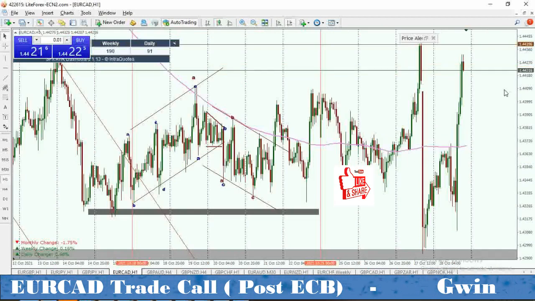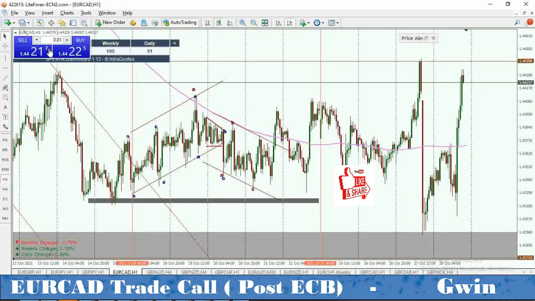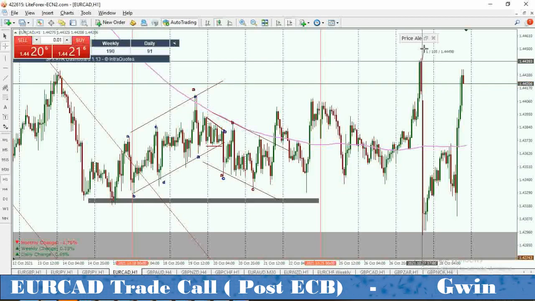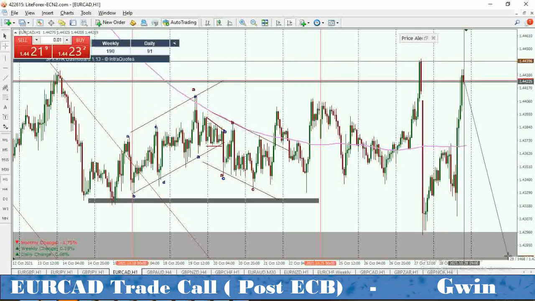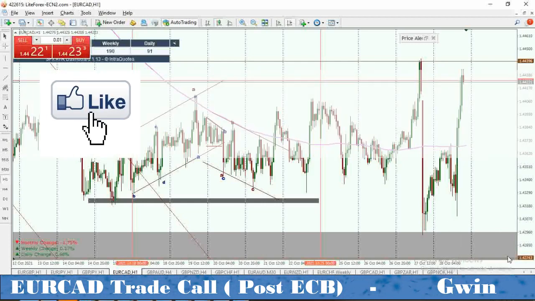I wish you all the best, and our stop loss is going to be just a few pips above this previous high. I'm going to set a 10 pip stop loss at 1.445. With that, that's going to earn you about 146 pips for first profit.